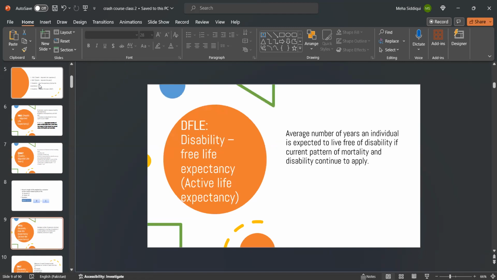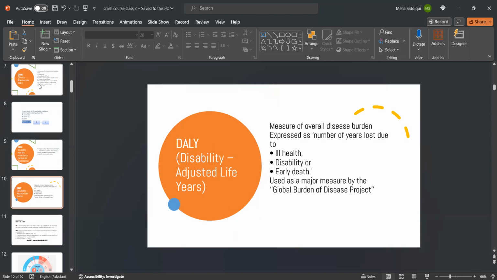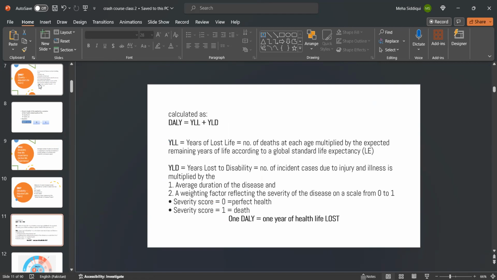Then comes disability-free life expectancy, or we can say active life expectancy. That is the average number of years an individual is expected to live free of disability if current patterns of mortality and disability continue to apply. Then comes disability adjusted life years. It is the measure of overall disease burden expressed as the number of years lost due to ill health, disability, or early death. It is used as a measure by the Global Burden of Disease Project. It is calculated as years of life lost and years lost due to disability. When we add these two components, we get disability adjusted life years.